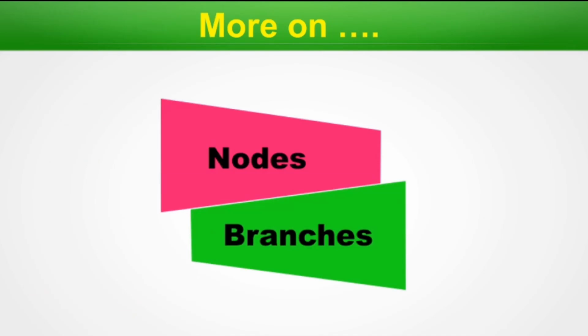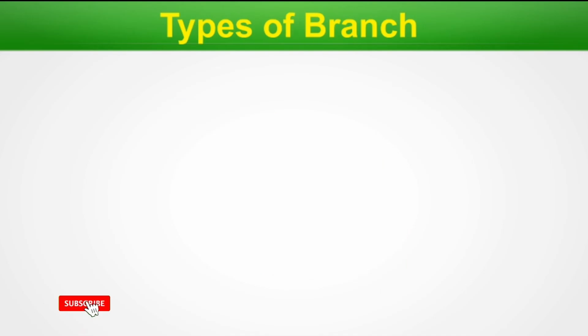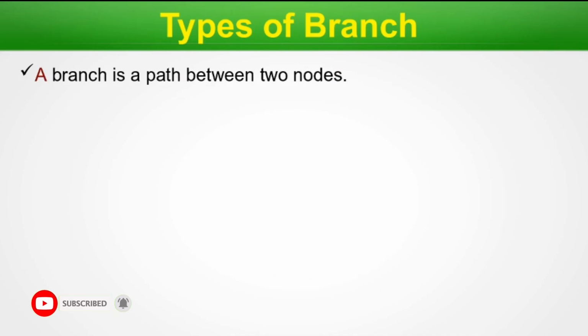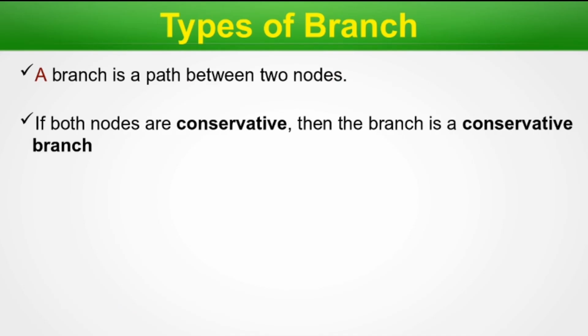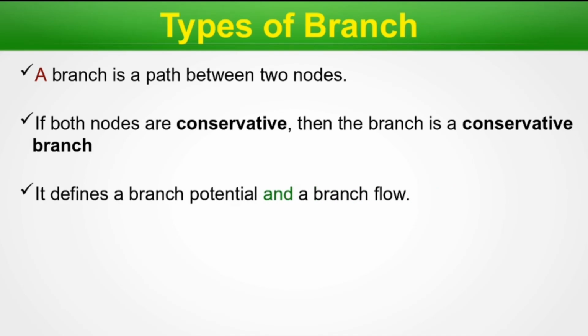So let's move on to the next section and see more on nodes and branches. In the previous episode, we touched base on nodes and branches. Let's learn some more things on nodes and branches. Types of branches: a branch is a path between two nodes. If both nodes are conservative, then the branch is a conservative branch. It defines a branch potential and a branch flow.